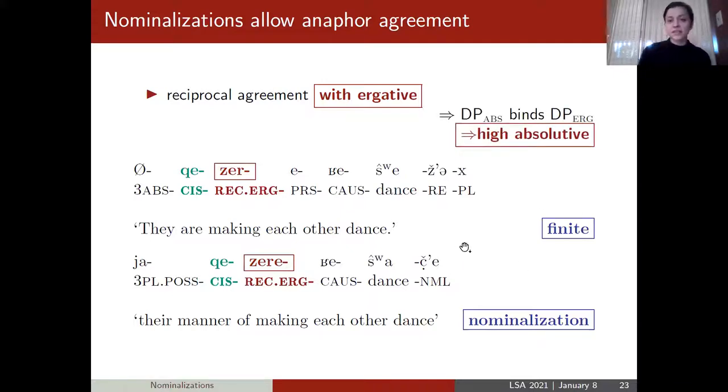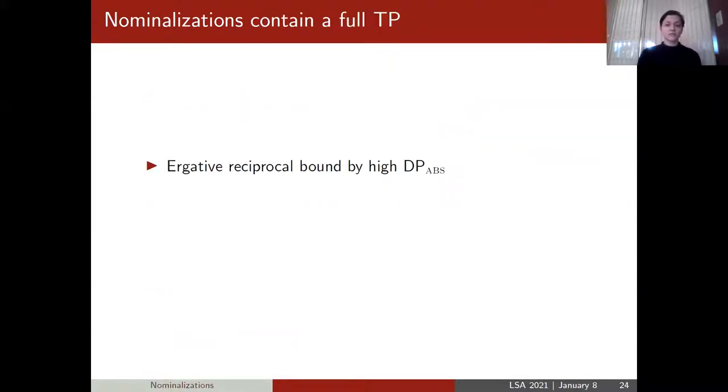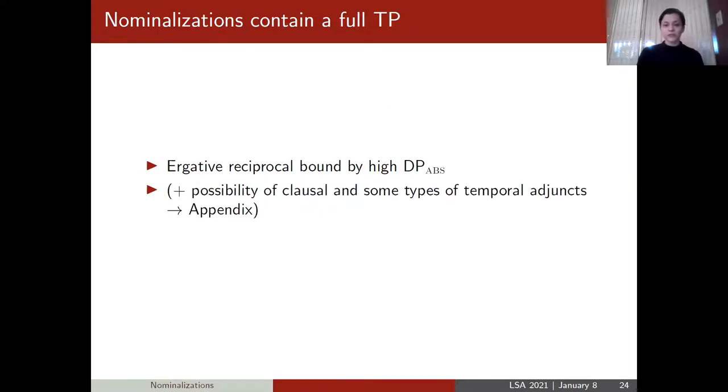So what this indicates is that in a nominalization, the absolutive still binds the ergative despite the lack of regular phi agreement or case assignment. So it's still high absolutive in a sense. The caveat here is that the argument isn't actually assigned absolutive case, but the absolutive theme still binds the ergative agent. So summarizing this part, the ergative reciprocal is bound by a high absolutive.